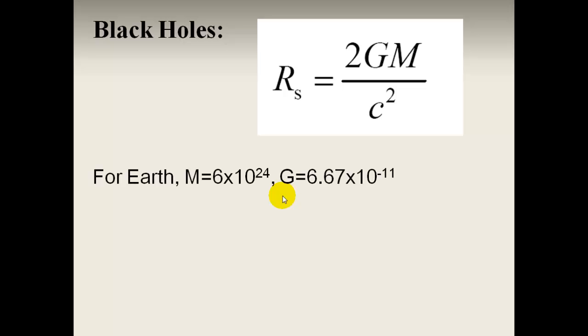If we have, for Earth, the mass of the Earth is 6 times 10 to the 24. G is equal to 6.67 times 10 to the minus 11. If the Earth were a black hole, if all this mass were a black hole, how big would it need to be? What would be the size of the Schwarzschild radius?